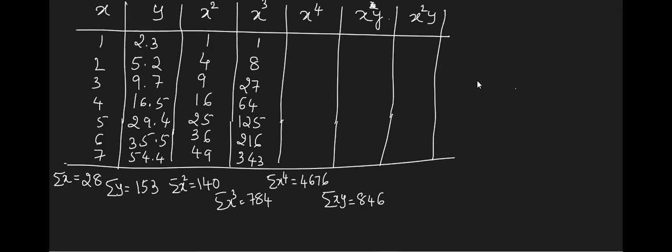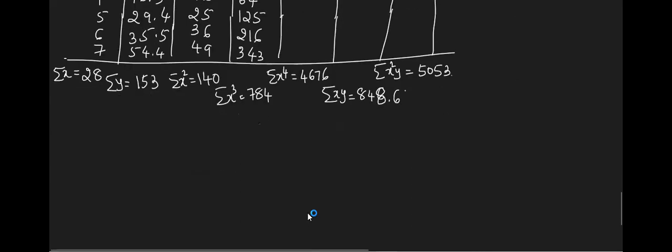Summation xy is 848.6. You can just verify, and if you are getting something different, please verify. I'll go with the majority. Summation x square y, 5053. All are getting the same, hopefully.